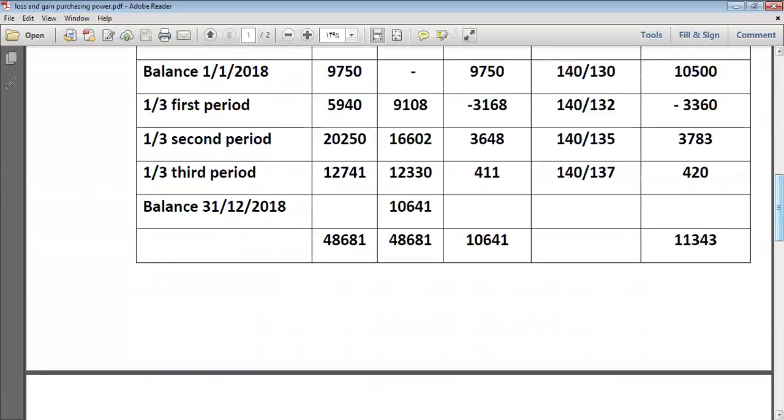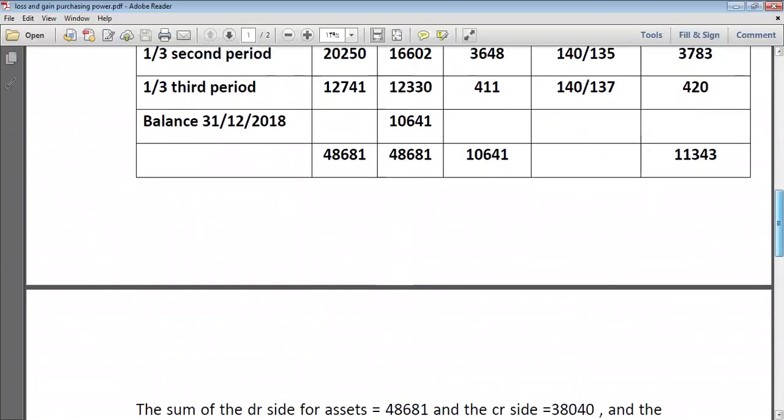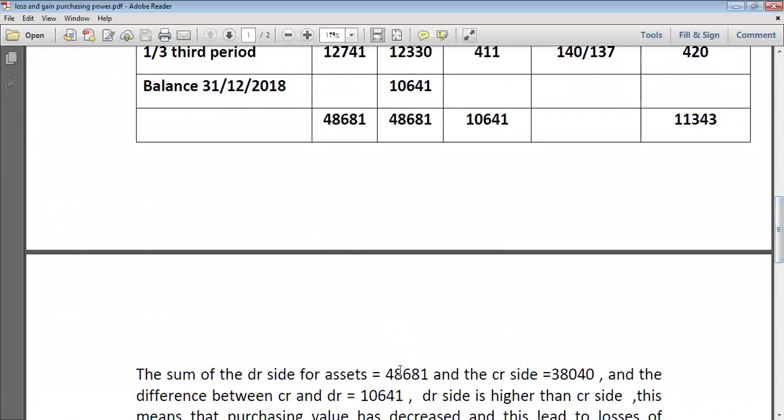معناه ايه الكلام ده؟ أول خطوة هعملها إن أنا أبدأ أجمع الديبت سايد and الكريدت سايد. طيب الديبت سايد مديني 48,000 and الكريدت سايد مديني 38,000. طيب الديفرنس between them هنحطها في الديبت side or credit side to make debit side and credit side equal. هنحطها في الكريدت. اوكي هنحط 10,641 في الكريدت to make both of sides equal.